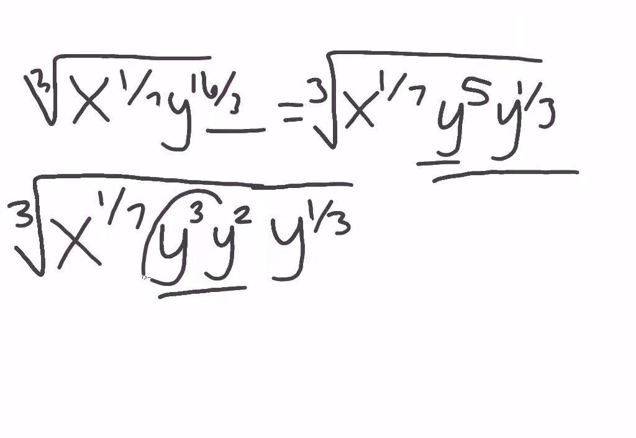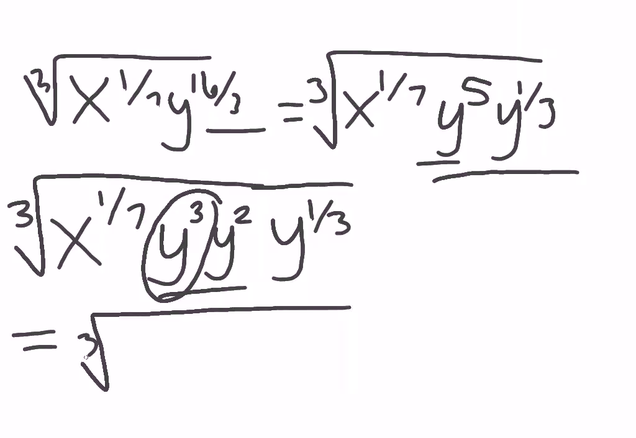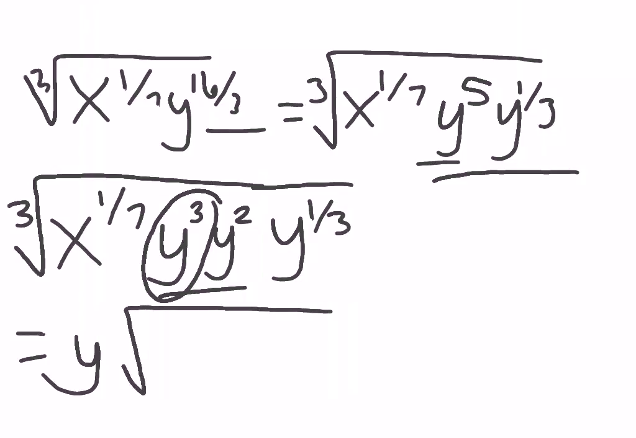Now that I have it in this form, I'm going to go ahead and take out my y to the 3rd. So now I'm left with the cubed root, actually, undo all that. I'm left with, when I take out y to the third from a cubed root, it becomes y, times the cubed root of x to the 1/7. We've already taken care of our y to the third, so we're left with y to the second times y to the 1/3.